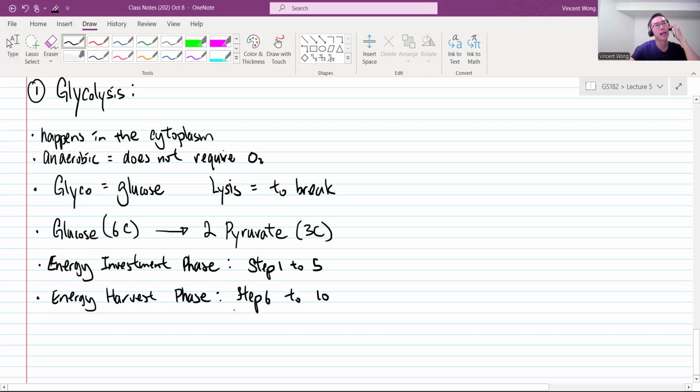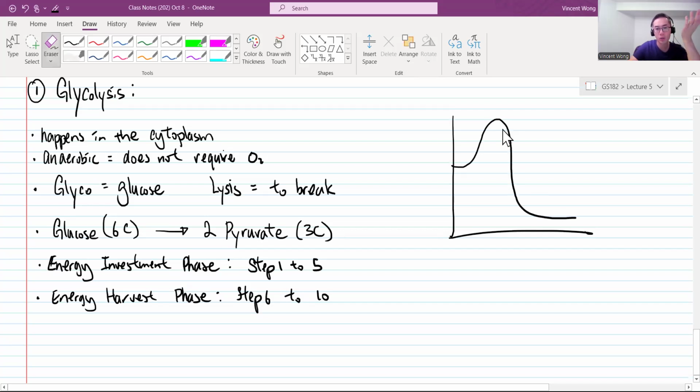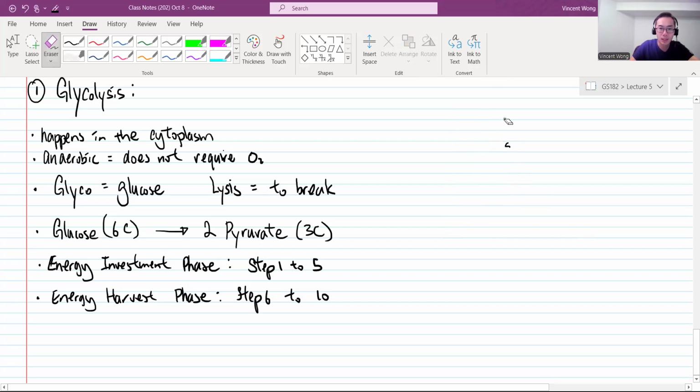Before, we learned, and you might remember this graph, that you need to supply a bit of energy before a reaction can occur, right? This energy is called activation energy. We need to basically energize the ingredients before they can react. So that's what the energy investment phase is about. 2 ATP molecules are used to energize glucose so that it is going to react.